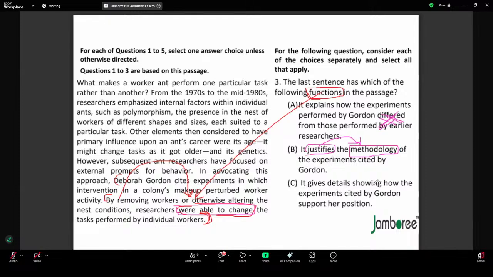Okay. Gives details showing how the experiment cited supports positions. Like detail, they always use the word loosely. Detail is like just reasons. And this is a little bit more elaborate on something. By removing the workers or otherwise altering it, were able to change. And this is exactly what her position was. If you perturb the worker activity, which is if there's intervention in the colonies, it will make it perturbed. This disturbs or changes the worker activity. And this actually proves that it does, in fact, change the activity.